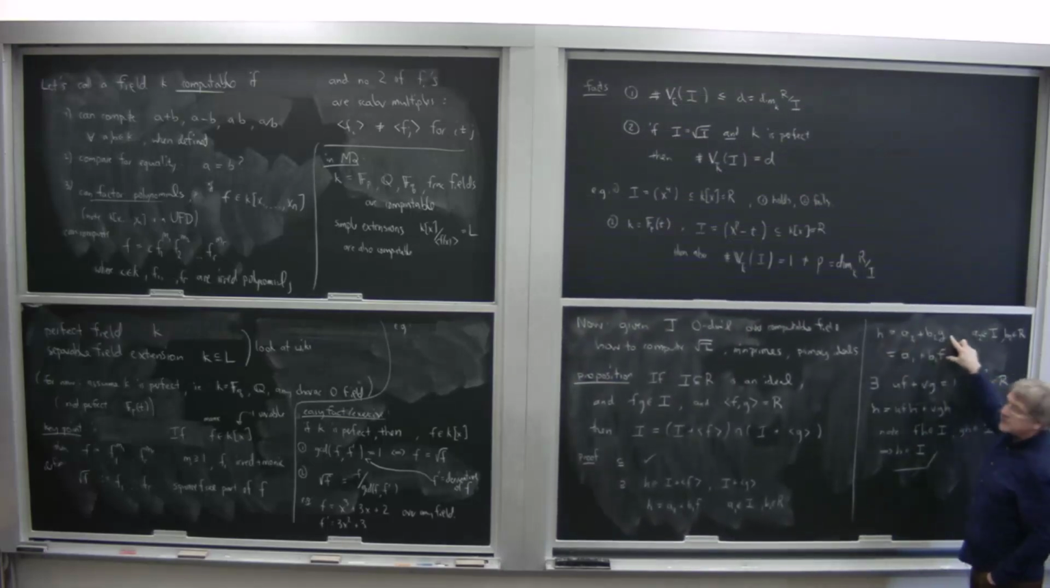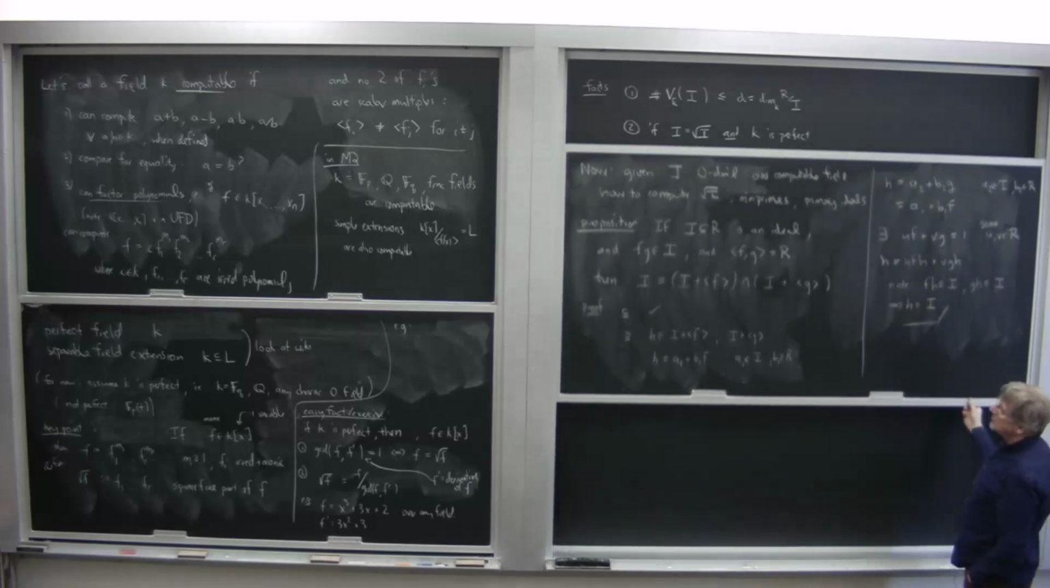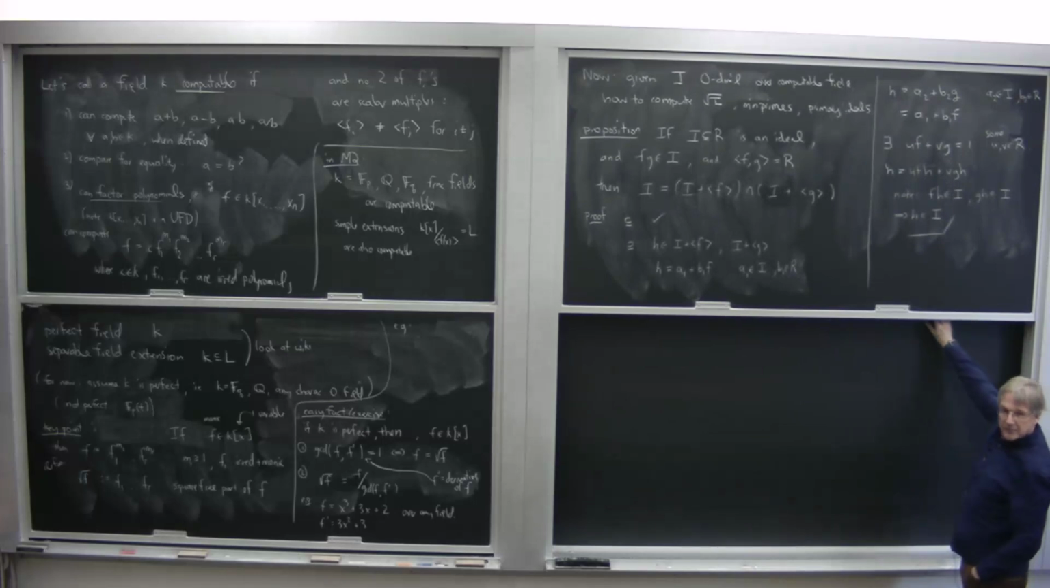So H is equal to this, right? So if I take F times H, I get A2 times F plus B2 times G times F. And G times F is in I. So it's a sum of two things in I. But you're right, that was an extra step that I didn't write down.